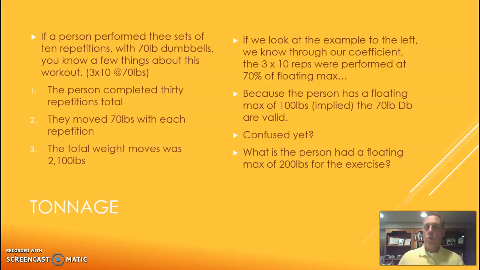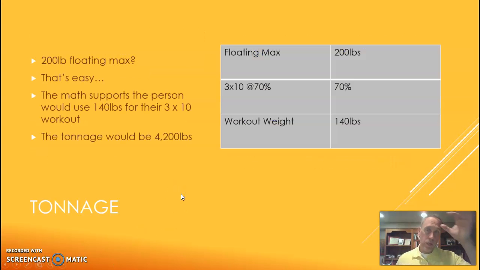That's pretty straightforward. But what happens if the person has a floating max of 200 pounds for a particular exercise? The numbers change, right? You still know it's going to be 0.03, and that will carry over to give you 70%. So if my floating max is 200 pounds and I'm doing sets of 10, we know that's 70%. Well, 70% is 140 pounds. If you're doing 140 pounds in a workout, you divide that by 70%, and that gives you 200 pounds. So the mental gymnastics of math goes both ways. You can do a forward roll or a backwards roll, a somersault forward or backwards. That holds both ways, but the tonnage now changes, right?